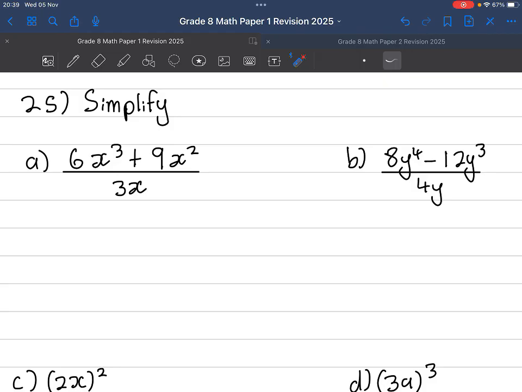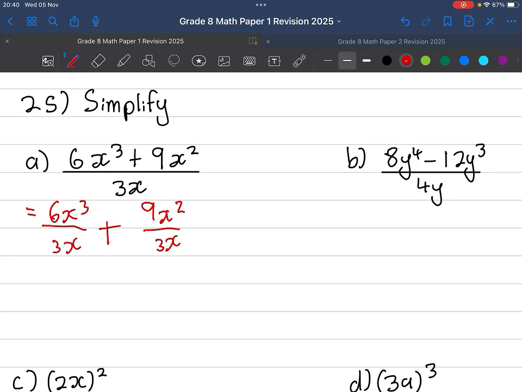Let's simplify the following expressions. We have 2 terms divided by 1 term. I'm going to simplify this by splitting it up: the first term over the denominator and the second term over the denominator. So it's going to look like this: 6x cubed over 3x plus 9x squared over 3x.